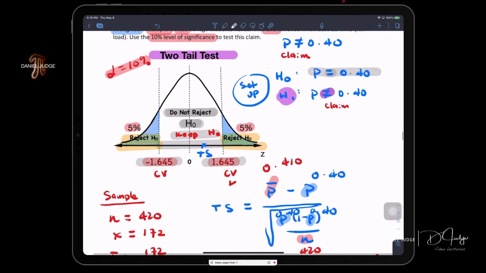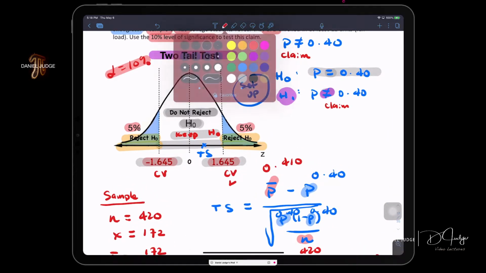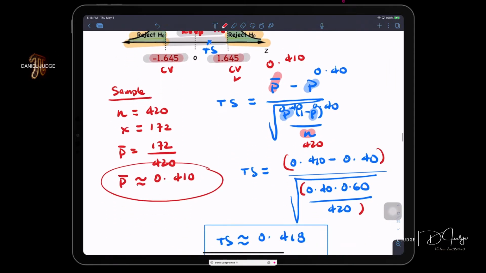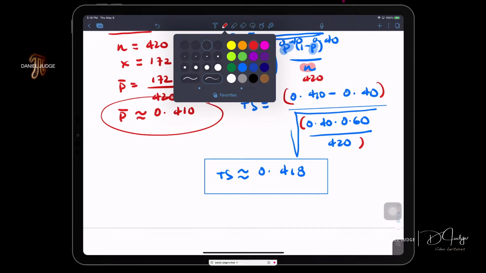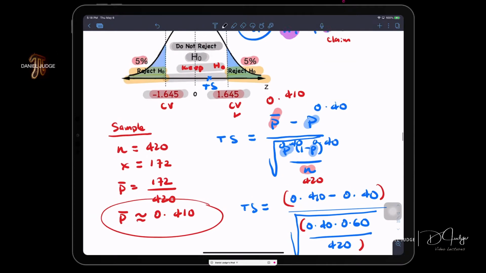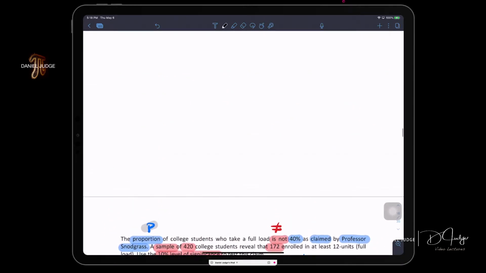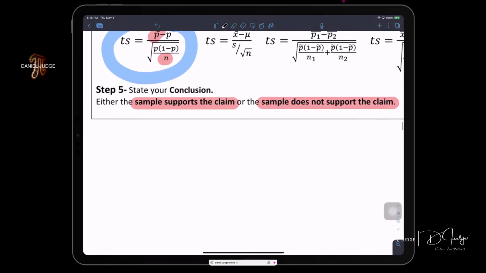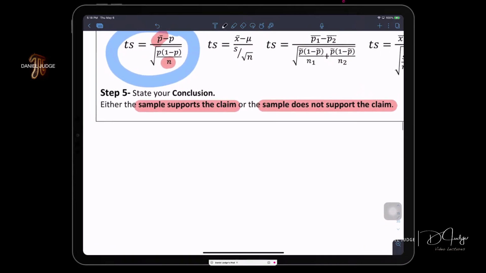You keep it. So what I go back and do is I go to the null and I say, guess what, null? You are kept. Do not reject the null. I sometimes write it down here as a middle step, but that's not my conclusion here. We have one of two statements to conclude: either the sample supports the claim or the sample does not support the claim.